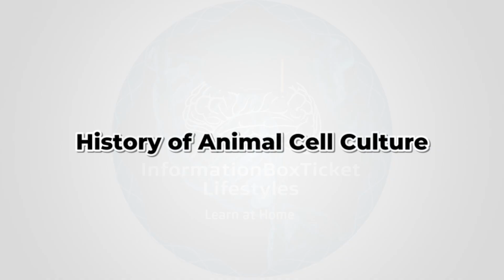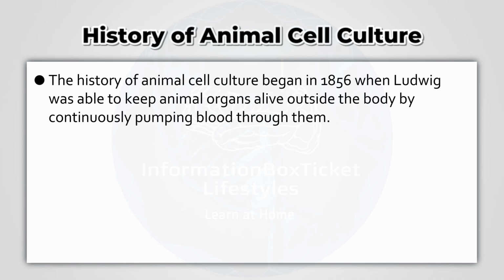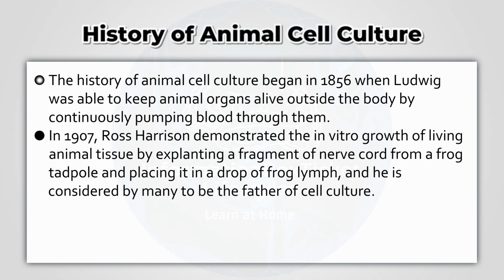History of animal cell culture. The history of animal cell culture began in 1856, when Ludwig was able to keep animal organs alive outside the body by continuously pumping blood through them. In 1907, Ross Harrison demonstrated the in vitro growth of living animal tissue by explanting a fragment of nerve cord from a frog tadpole and placing it in a drop of frog lymph, and he is considered by many to be the father of cell culture.